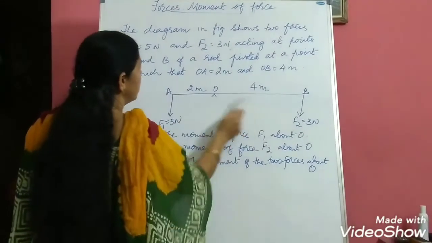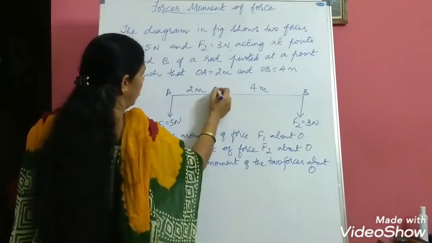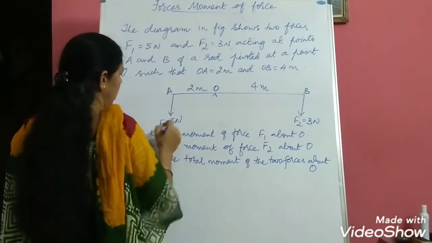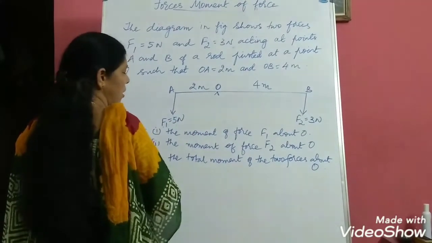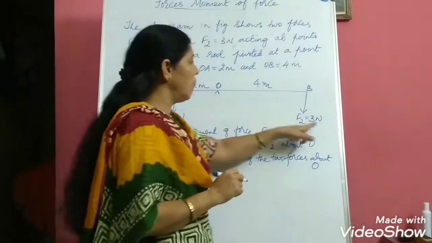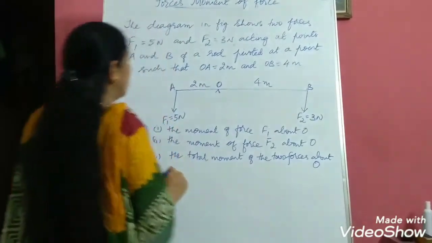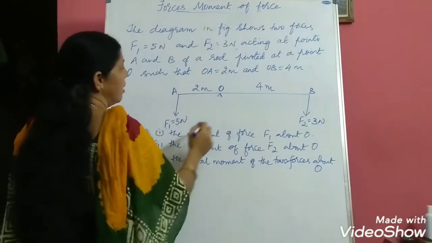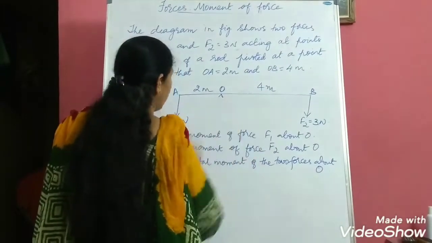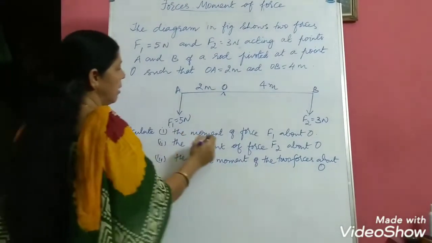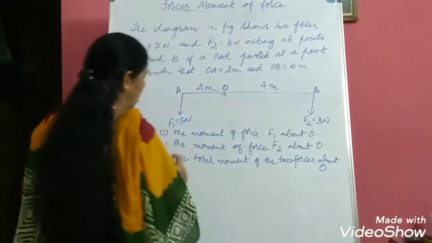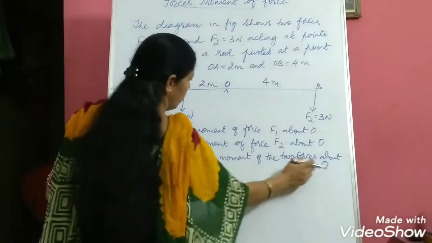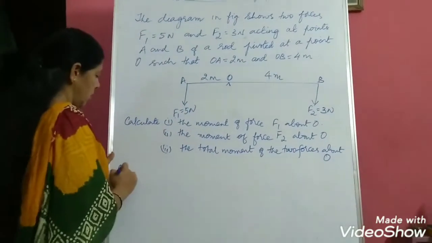This is a rod which is pivoted, that means supported at the point O, and at A and B there are two forces acting. At A, one force is acting which is 5 Newton in magnitude, and at B another force of 3 Newtons is acting. The distance from O to A is 2 meter and from O to B is 4 meter. We need to calculate the moment of force F1 about O, the moment of force F2 about O, and the total moment of the two forces about O.